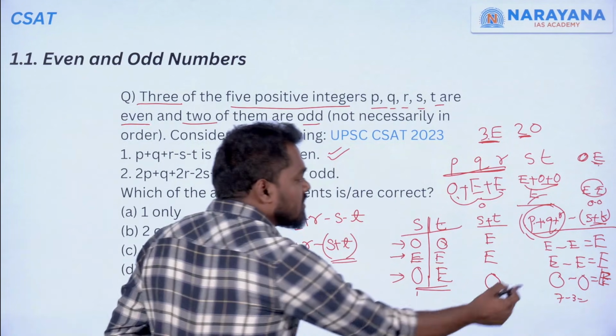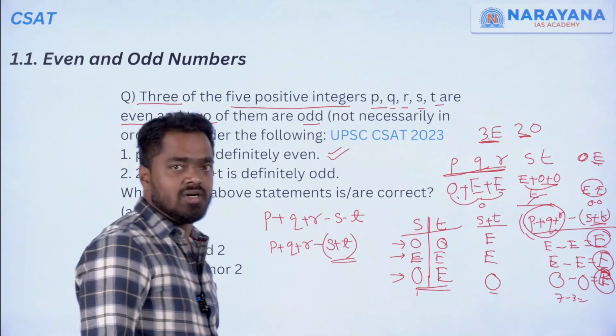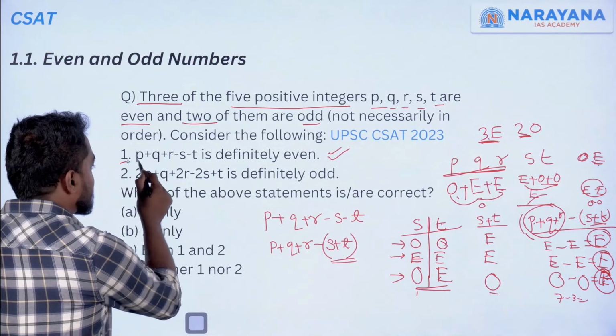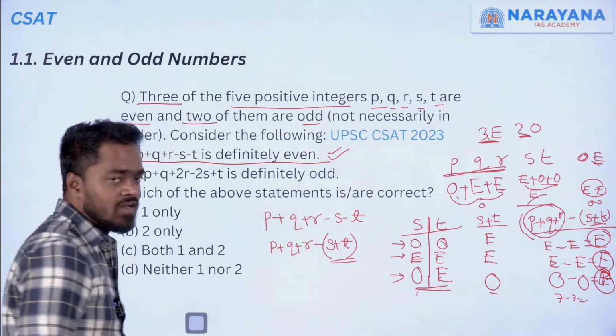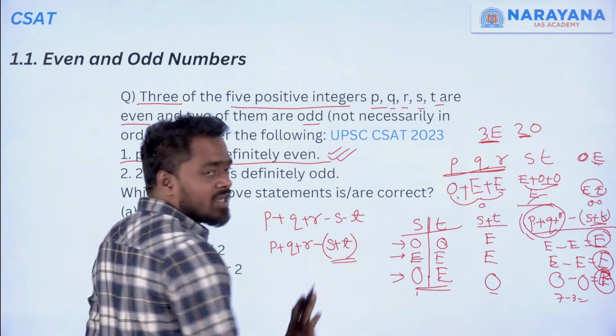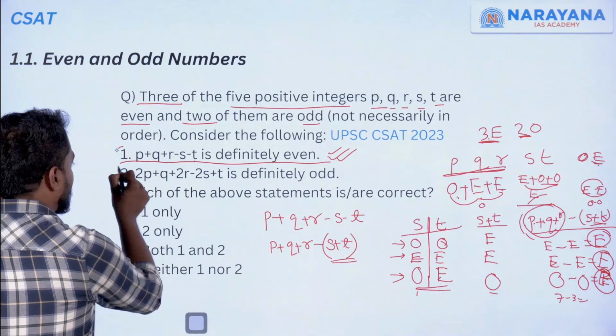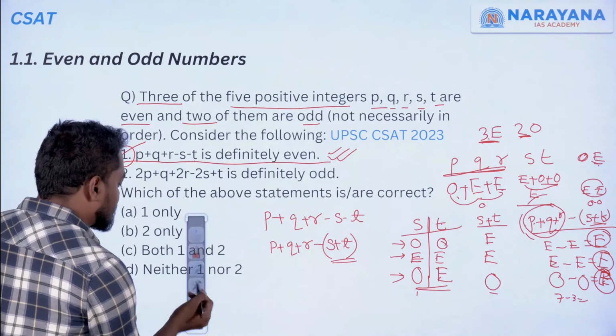So observe, in all the possibilities, you are getting this as an even number. So that's what statement 1 is. P plus Q plus R minus S minus T is definitely even. So in all the possibilities, the answer is an even number. So statement 1 is correct. Now see the second statement.